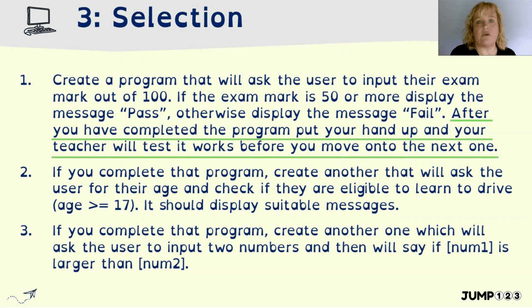So I would go in there, they put their hand up, I would go in there, type in 40, see if it says fail, and then I put in 60 and see if it says pass, and if I'm feeling like it I'll put in 50 because it says 50 or more, just to test that as well. So I'm just doing a very quick test, and if they've passed it I might give them a merit.